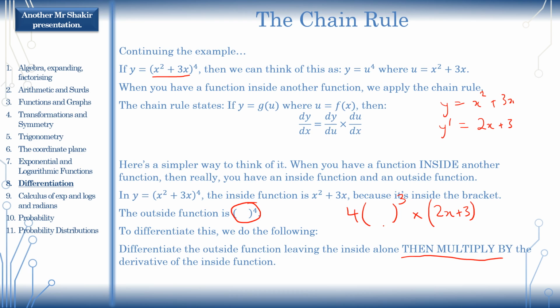And obviously, what was inside, we're just going to leave it alone. So we're just going to write over here, x squared plus 3x. We don't touch it, we leave it alone. And that's it. That's the chain rule.